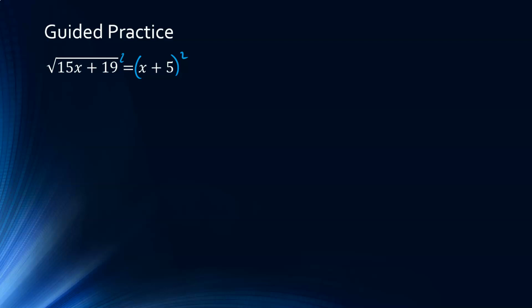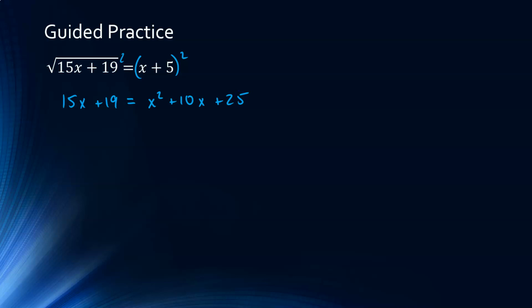All right, let's see how you did here. So again, on the left side, you'd get 15x plus 19. I'm not going to show my work for this, but if you multiply x plus 5 times x plus 5 using that box method, you'd end up with x squared plus 10x plus 25. Okay, hopefully you got that part at least.